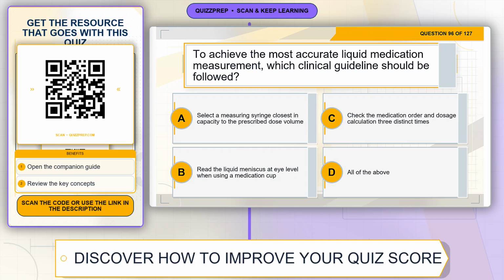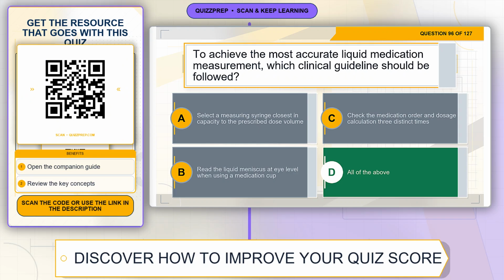Question 96. To achieve the most accurate liquid medication measurement, which clinical guidelines should be followed? Option A, select a measuring syringe closest in capacity to the prescribed dose volume. Option B, read the liquid meniscus at eye level when using a medication cup. Option C, check the medication order and dosage calculation 3 distinct times. Option D, all of the above.